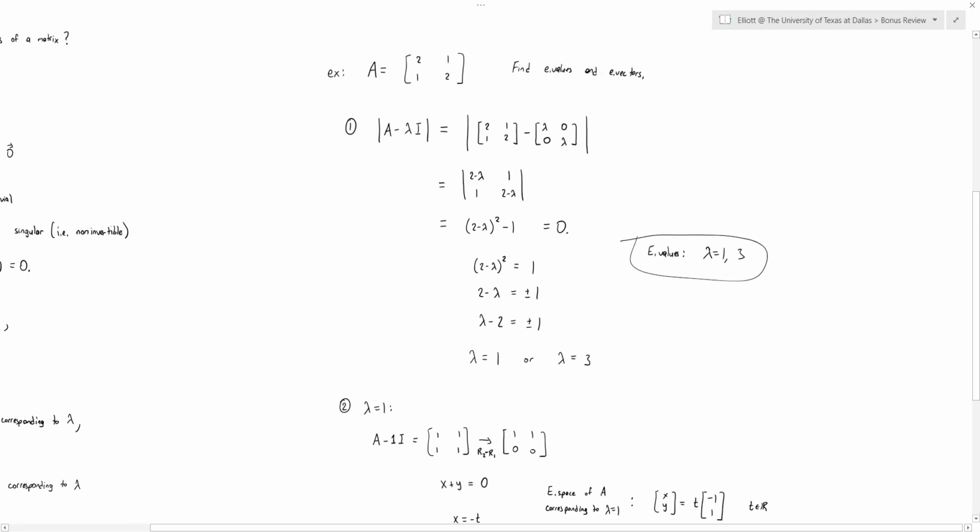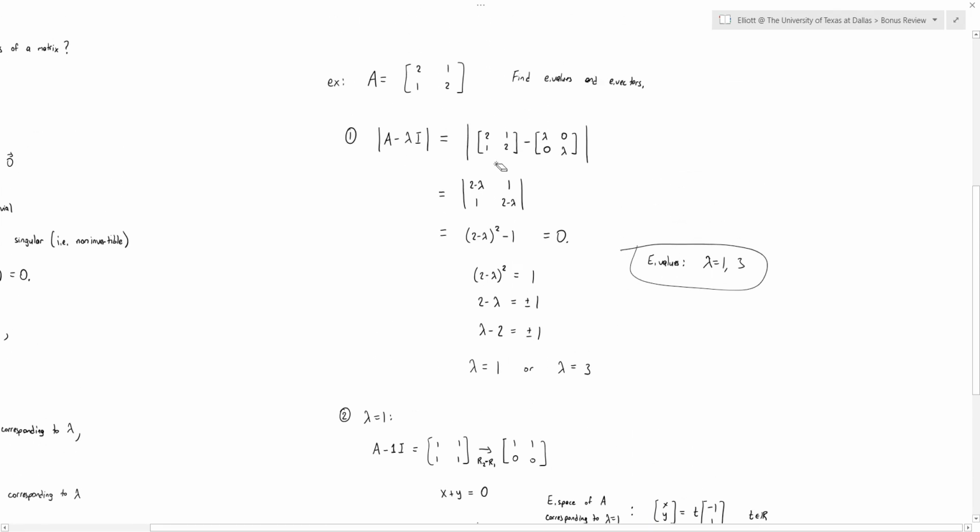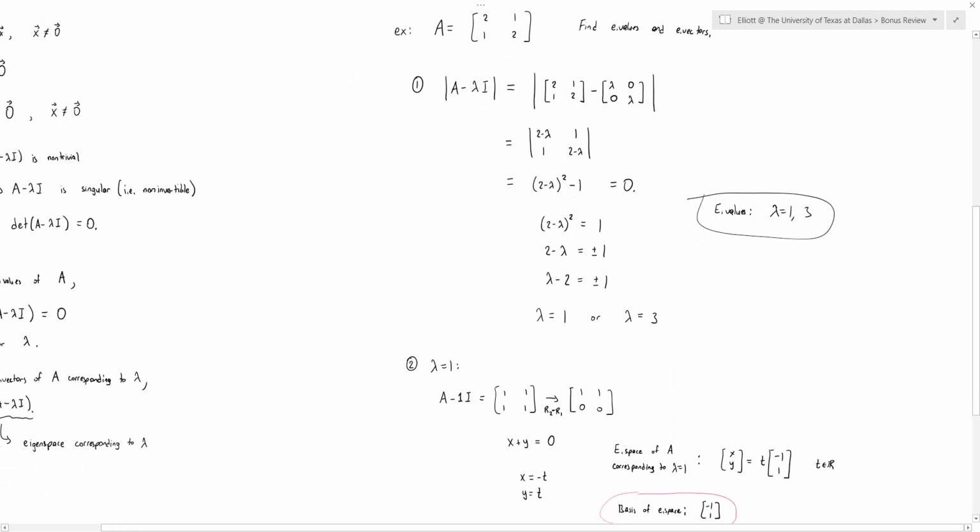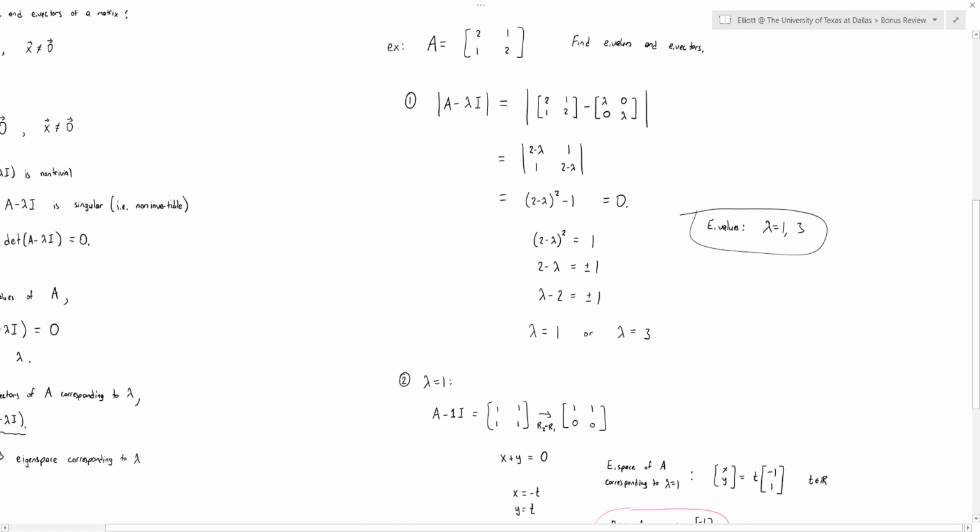So then, rather than always writing out A minus lambda I like this, you can skip straight to here by subtracting lambda from each of the diagonal entries of A, okay? Another thing that I want to observe right now in this example is when we computed the determinant of A minus lambda I, for a 2x2 matrix, we ended up with a quadratic or second degree polynomial in lambda.